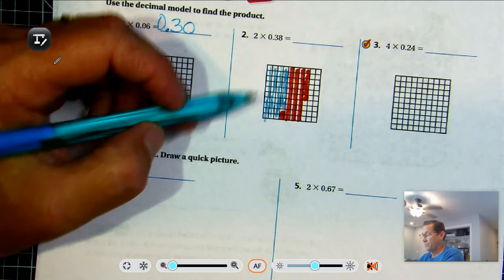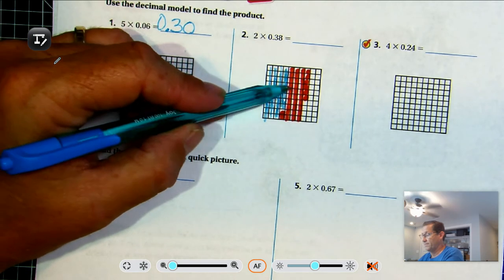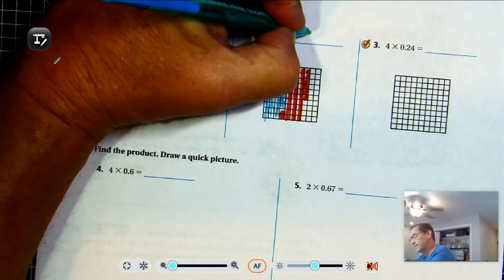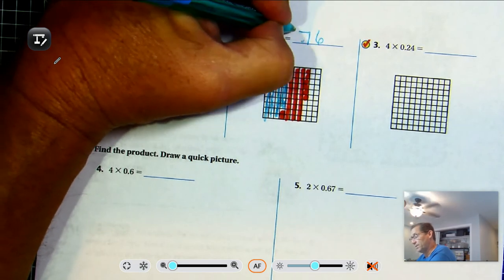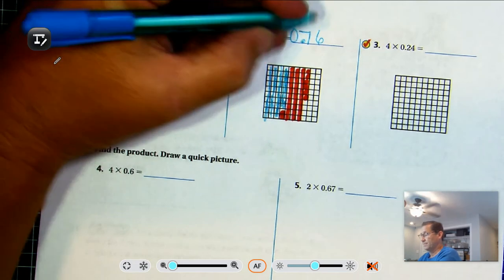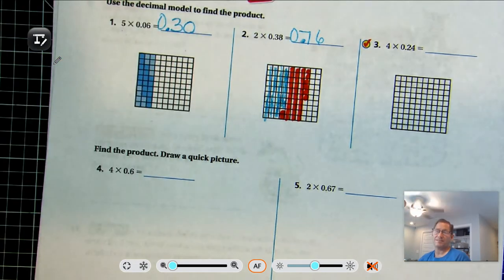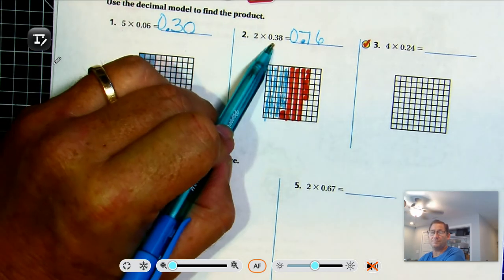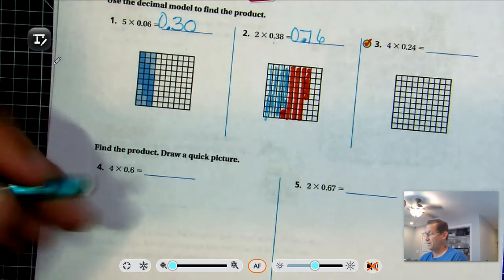What's our total? We have 10, 20, 30, 40, 50, 60, 72, 74, 76 small squares, or 76 hundredths. And that makes sense. Two groups of 38 is 76. But we're multiplying by hundredths. So 76 hundredths.